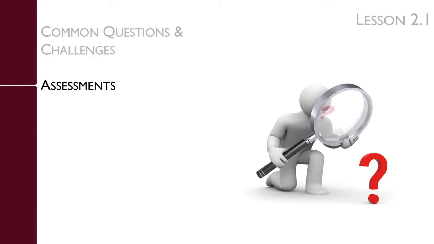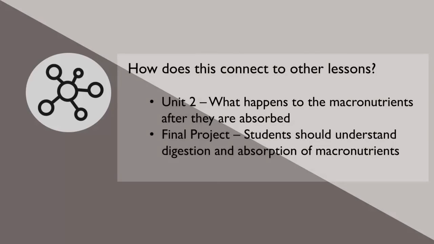At the end of the lesson, students should be able to describe mechanical and chemical breakdown of food and describe the digestion and absorption of macronutrients. In the remaining lessons of Unit 2, students will build upon content presented in this lesson by exploring what happens to the macronutrients after they are absorbed. It is also important that students understand the digestion and absorption of macronutrients for the module's final project.